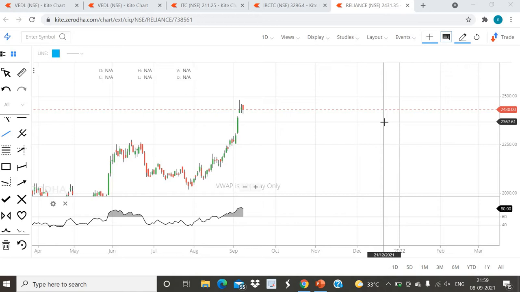We will mark levels on the daily time frame, and then we will mark it on hourly time frame, and then on the 15 minutes time frame, but we are going to trade on 5 minutes time frame since it's an intraday. The levels which you draw on the 1 day time frame will be respected by the level you draw even on the 15 minutes time frame.